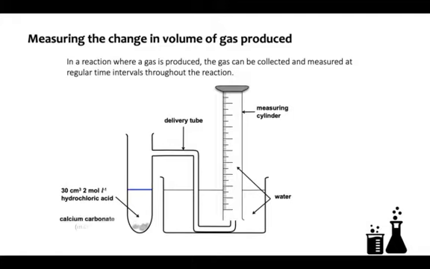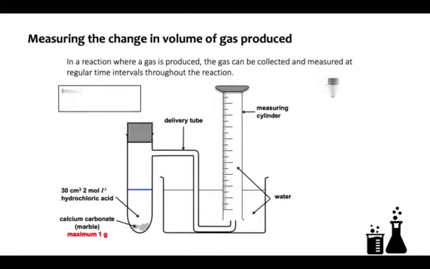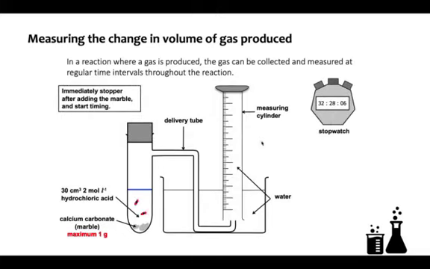Okay, and the reaction that we're going to be doing to demonstrate this is calcium carbonate reacting with hydrochloric acid. Now, this reaction makes calcium chloride, water, and carbon dioxide. And you can see this is our carbon dioxide being made in the reaction over here, and then it's moving all the way along, and it's getting collected inside of the measuring cylinder.